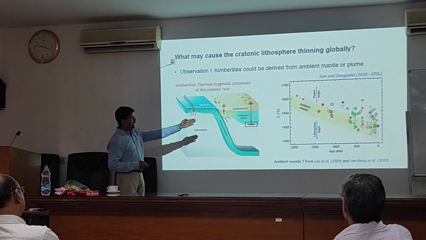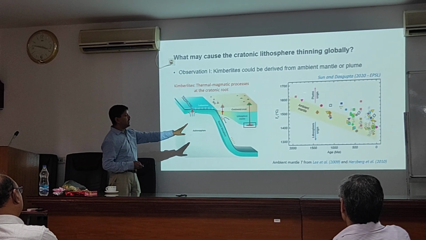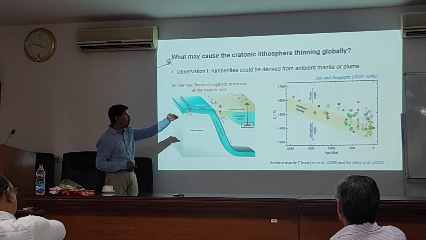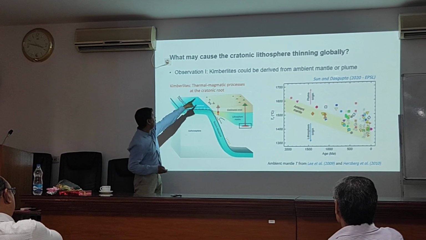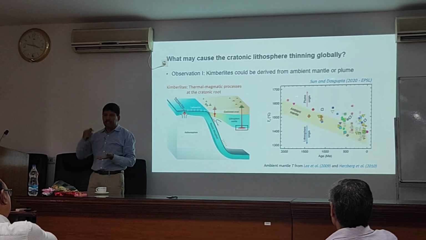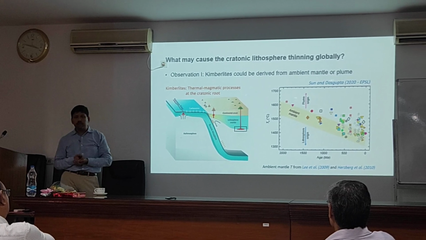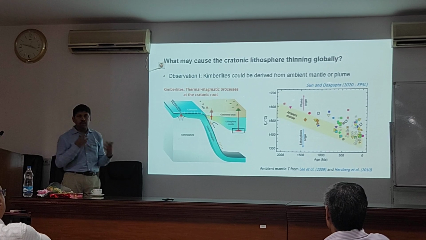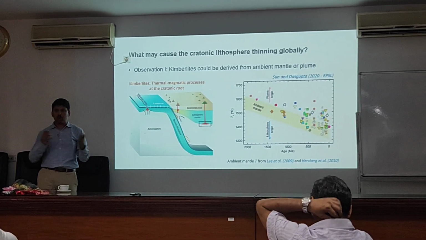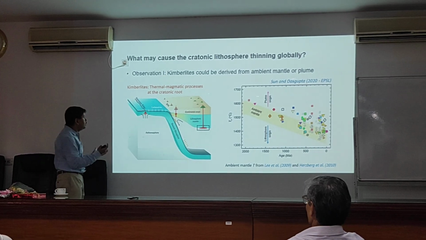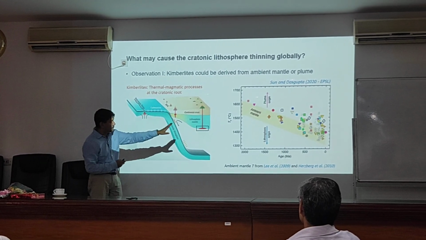So if you take that result at face value, that kimberlite generation requires at least ambient mantle temperatures or hotter, then thermal magmatic processes at the cratonic root may be one cause of that gradual erosion of the root. But again, you always know that just because two things correlate doesn't mean it's a causal link. So it just says it's a possibility, but you can't of course prove it. But at least the temperatures are hot.